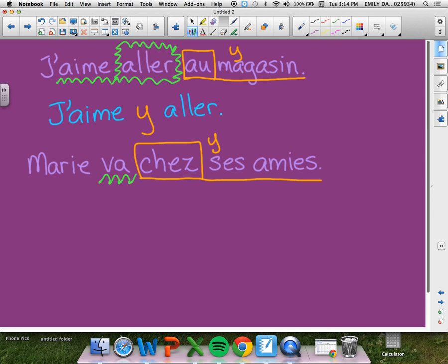So when I rewrite this sentence, it's simply going to say Marie y va. Marie goes there. Okay? So your pronoun y is really very simple. It goes in front of the verb, or it goes in front of the infinitive, if there's an infinitive. All right, so now we've got 3 sets of pronouns.